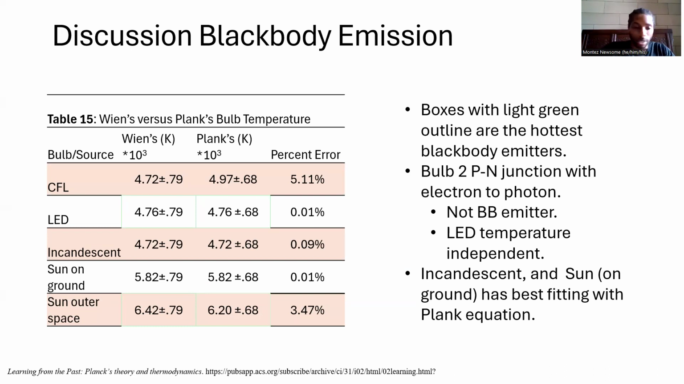And the reason why they weren't good for the sun data is because the sun itself is not like a black body emitter. The sun creates its own energy from its core and it emits its energy out into outer space. So it's not like the typical black body emitters that we see on Earth. And bulb two is an LED, so it functions on P and N junctions, taking electrons and converting them into photons across that junction. Not a black body. Now, the incandescent bulb and the sun have the best fitting for the Planck equation, which can be shown in the green boxes.